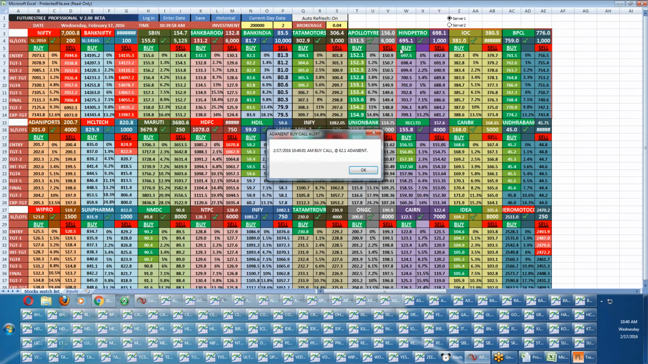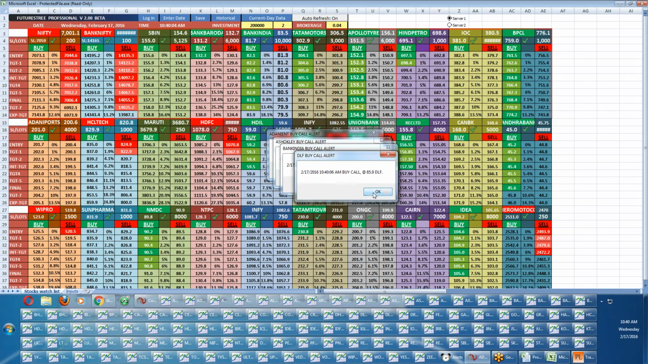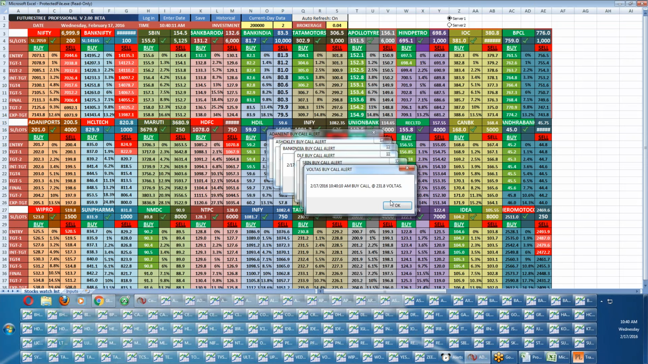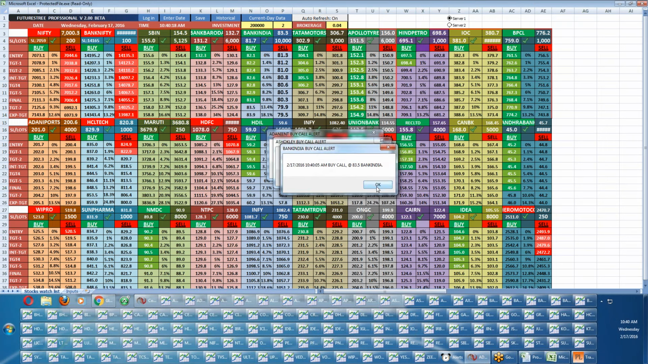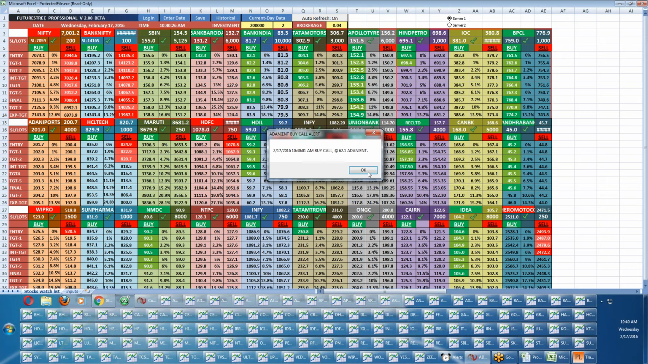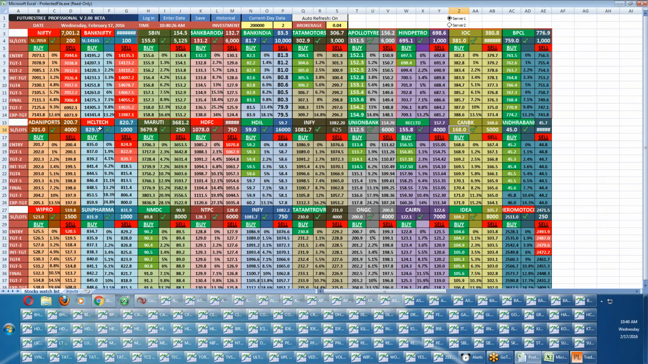So in Petro, now we have a buy call. Adani Enterprises, I was talking about a buy call here. So we have Voltas buy, SBI buy, DLF, Bank of India, Ashok Leyland, Adani Enterprises. So I'll replace the sell side calls with the buy calls. Okay, this is a long way down.